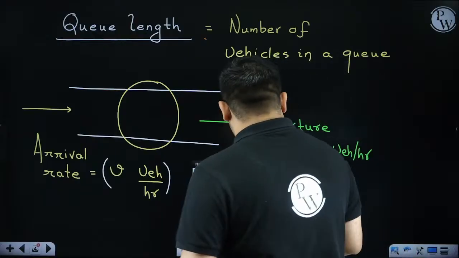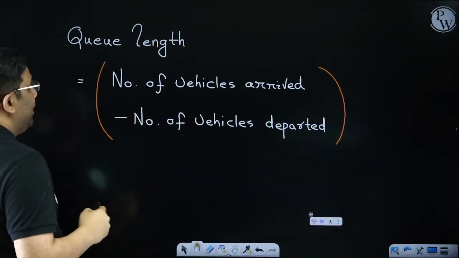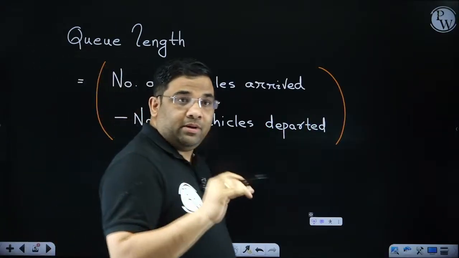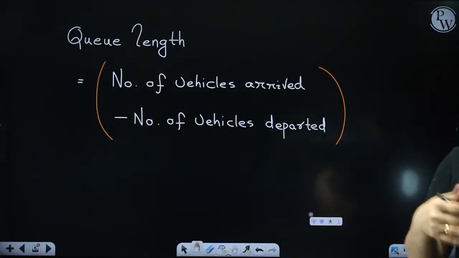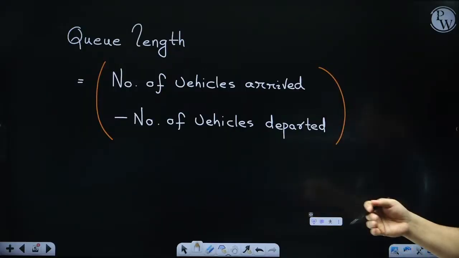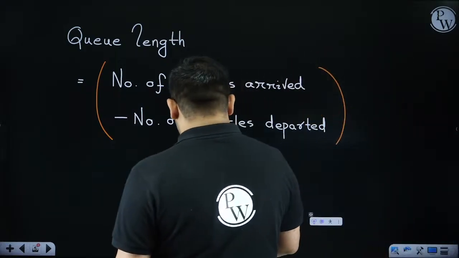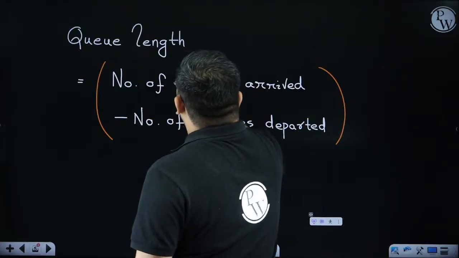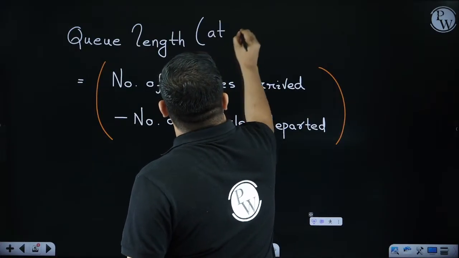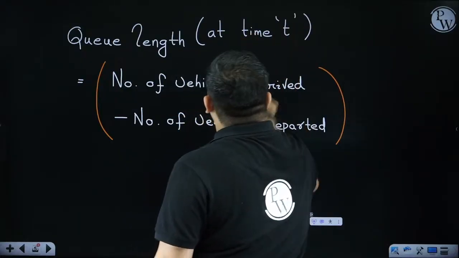And as I told, the number of vehicles in the queue, and this is equal to what? The queue length is equal to the number of vehicles arrived minus the number of vehicles departed. Now, how are we going to find out the number of vehicles arrived? Suppose I am seeing the queue length at time t.